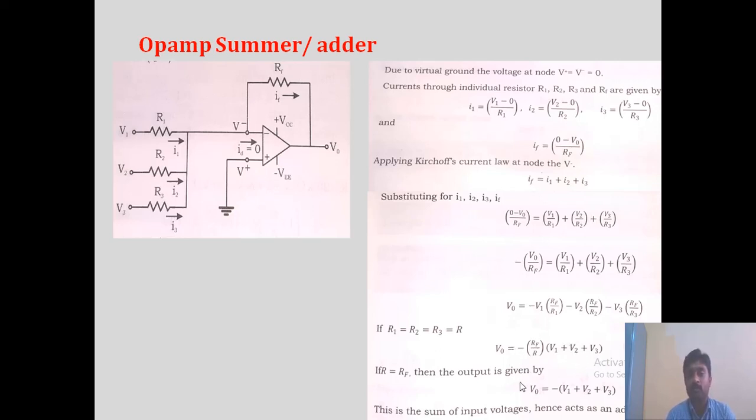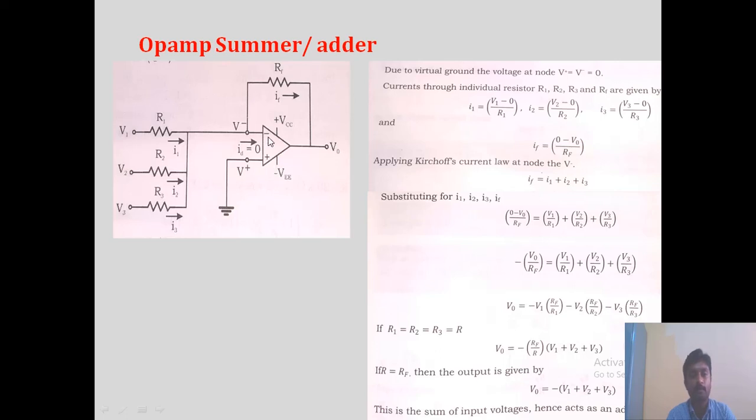That's why it is called a weighted summer. Here RF by R1, RF by R2, RF by R3 are the weights with respect to V1, V2, V3. If you choose R1, R2, R3 equal, RF by R is the weight for V1 plus V2 plus V3. And if we choose R equal to RF, then the output expression becomes V0 is equal to minus V1 plus V2 plus V3. Addition of these three with negative sign, that is the output V0. Here the sum of the input voltages is the result, but the sign is negative.